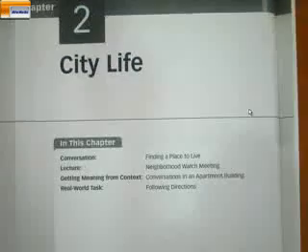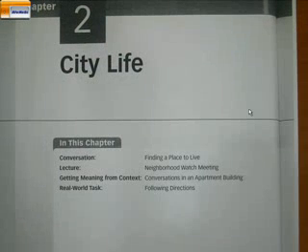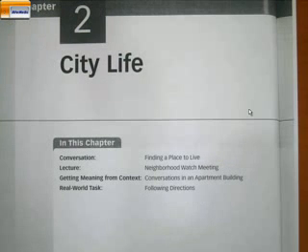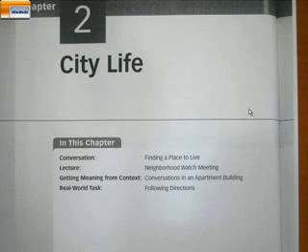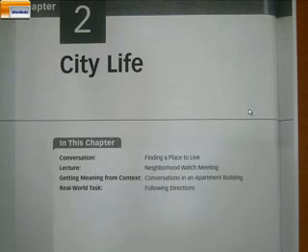Well, welcome back. And here we are, Lecture 3, and this means we're beginning the second chapter, Chapter 2. If you have the book, you will know Chapter 2 is City Life. We're going to begin with a conversation about finding a place to live. And then in the next session, we go on to Neighborhood Watch Meeting, getting meaning from context, being an apartment building, and the real-world task is similar to last unit, following directions, again, using a map.